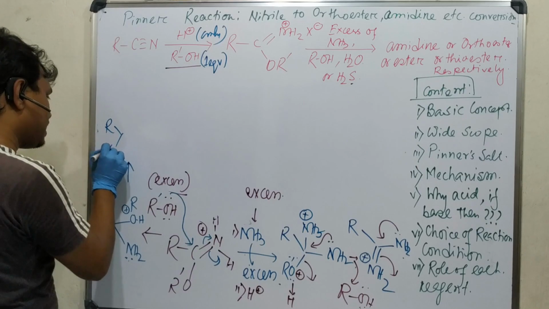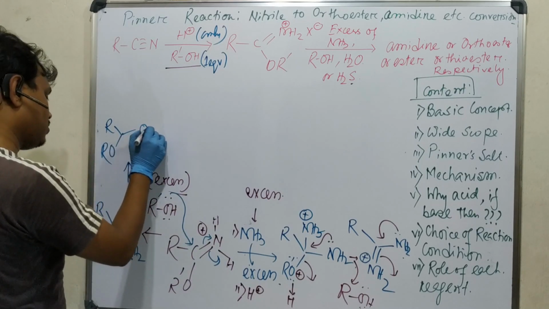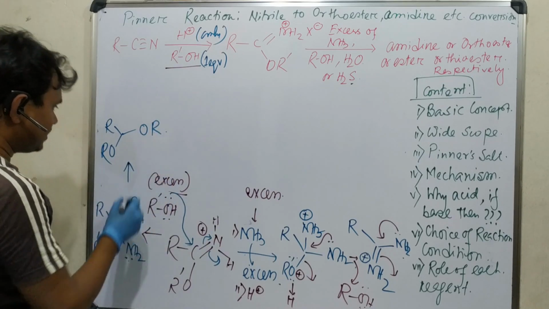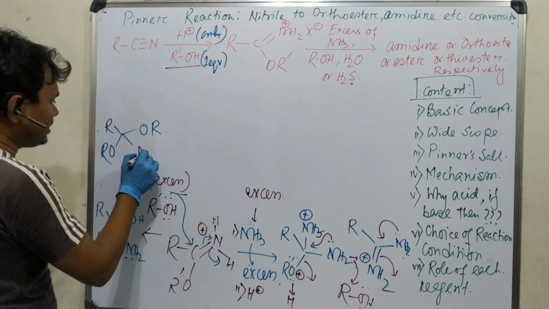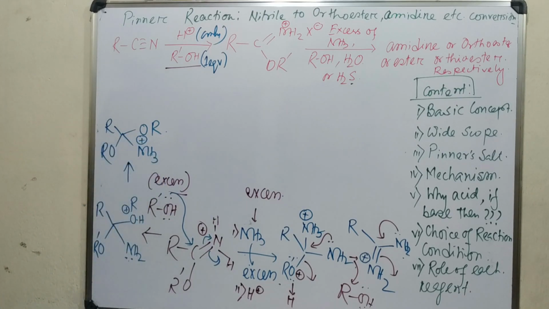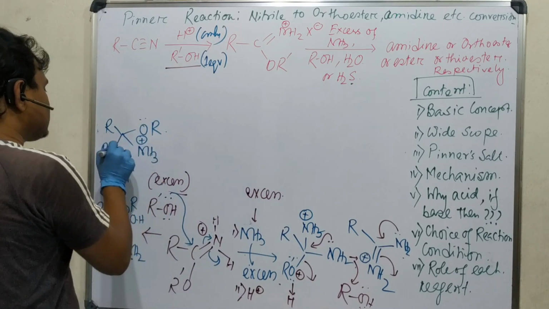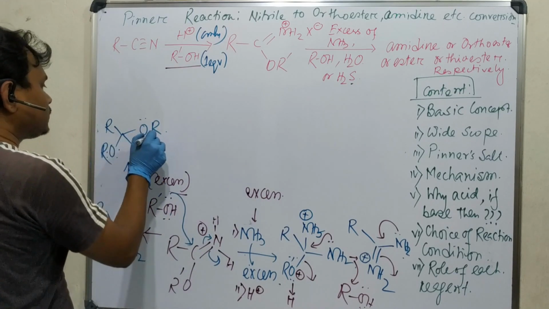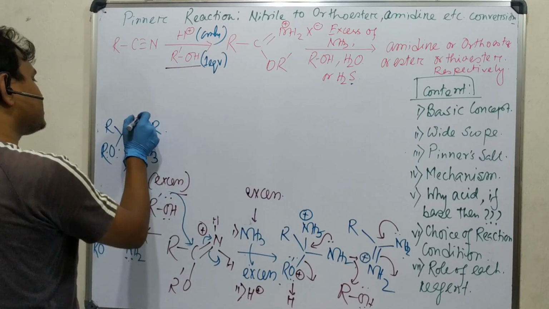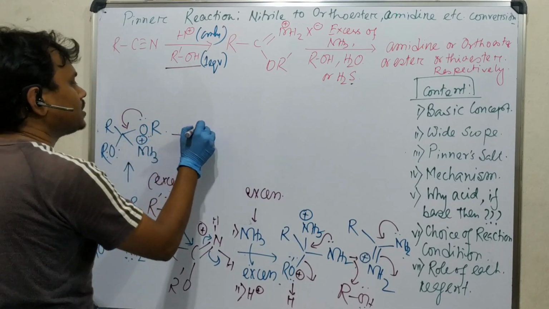So what is R, OR? This is O, this is OR. Fine. And here this is NH3 plus. Since it is NH3 plus, in acidic medium, one of the lone pairs can push and this NH3 can eliminate. You will feel a little awkward. I shall explain.